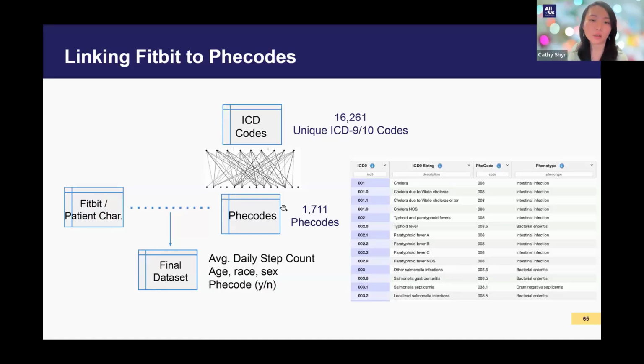So once the authors were able to generate the list of phe codes, they linked both the Fitbit data and the phe codes to obtain their final data set. And here are the specific variables in their data set: average daily step count, age, race, sex, and whether or not they had one of each of these 1,711 phe codes.